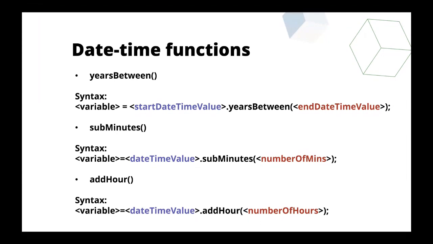Next let's talk about sub minutes. The sub minutes is used to subtract minutes from a datetime field. The syntax for that is variable equals the datetime value dot sub minutes, and then you can specify the minutes to be subtracted. Next is the add hour. The add hour would add hours to a datetime field, and the syntax for that is variable name equals datetime value dot add, and then you specify the number of hours to be added.